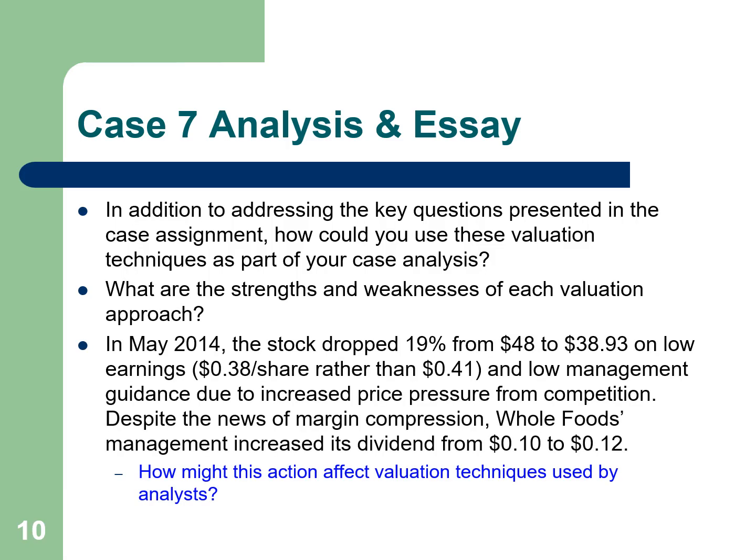In May 2014, Whole Foods stock price fell by 19% from $48 down to $38.93 due to lower than expected earnings of 38 cents per share instead of 41 cents per share, and reduced management guidance, which was a result of increased pricing pressure from competitors. Despite this margin squeeze, the company raised its dividend from 10 cents to 12 cents per share.